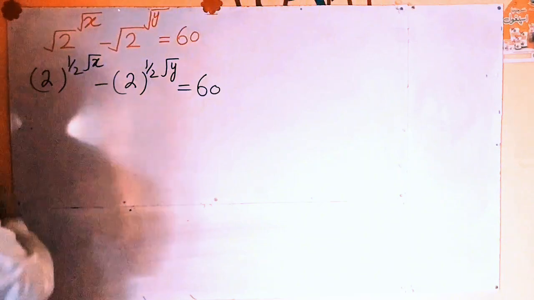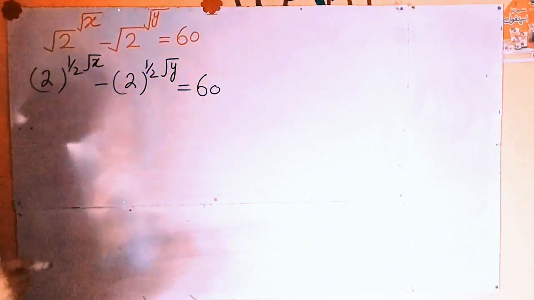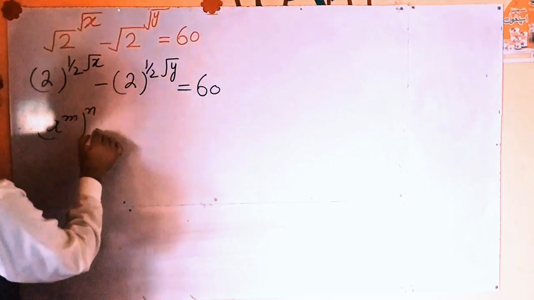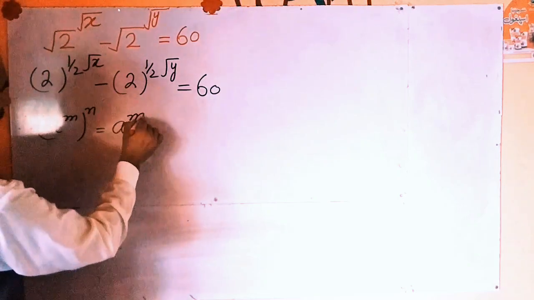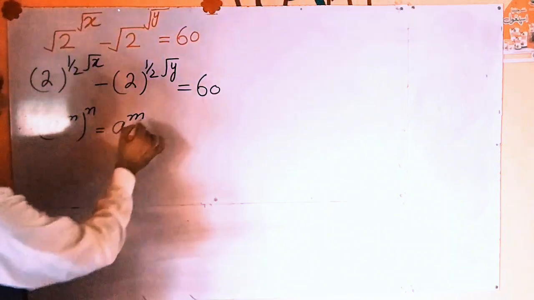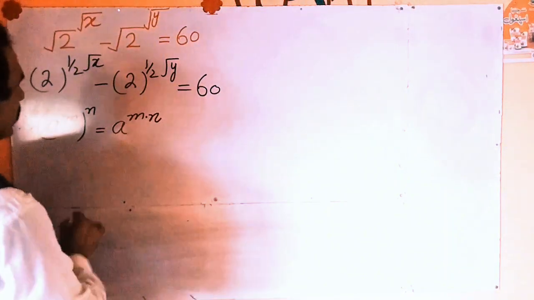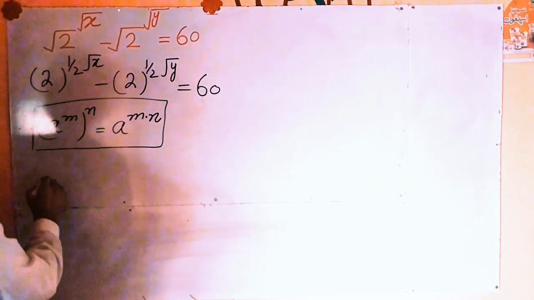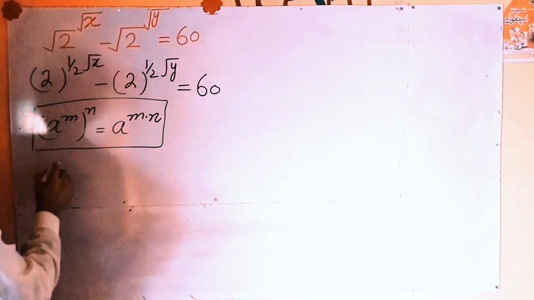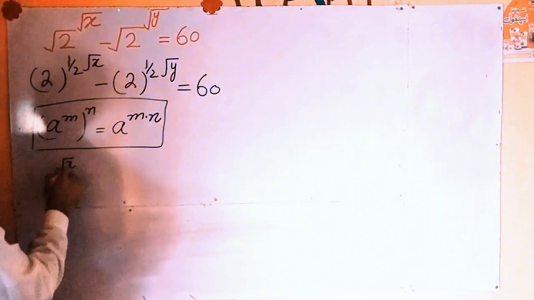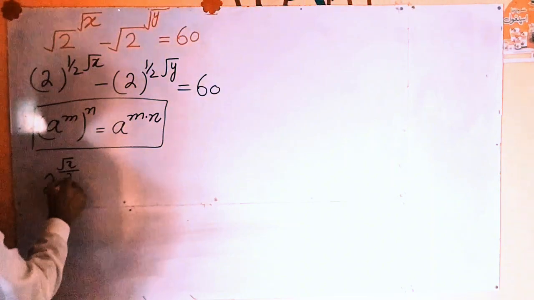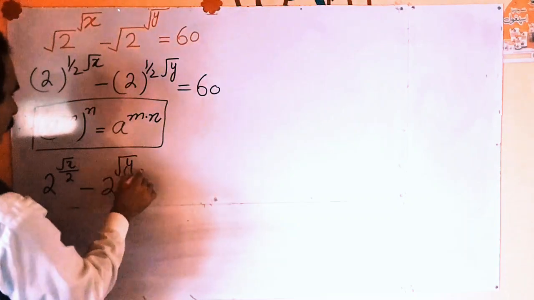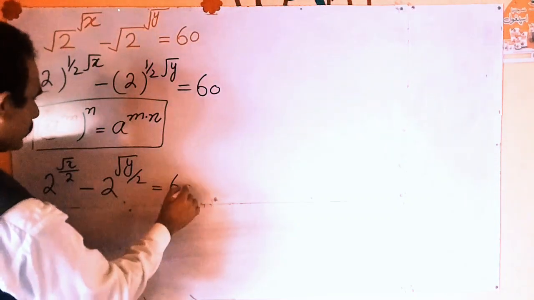We already know the formula: a power m, all to the power n, is equal to a power m times n. We apply that formula in this equation. 2 power x square root over 2 minus 2 power y square root over 2 is equal to 60.